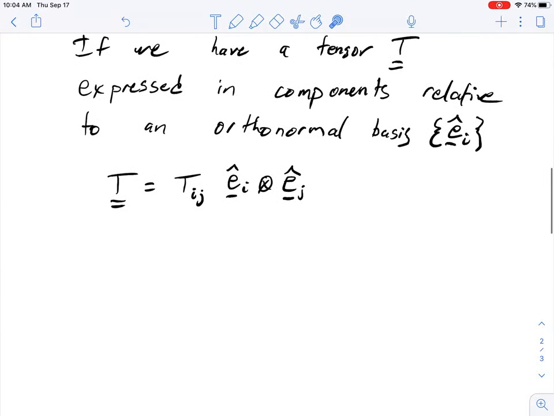So T transpose is just going to be the sum of all of the transposes. So it's still T_ij because that didn't do anything. And then we just transpose the tensor part, right? The transpose of a scalar is, well, it's just a scalar, so you can't really transpose it. So this is going to be E_j tensor E_i.